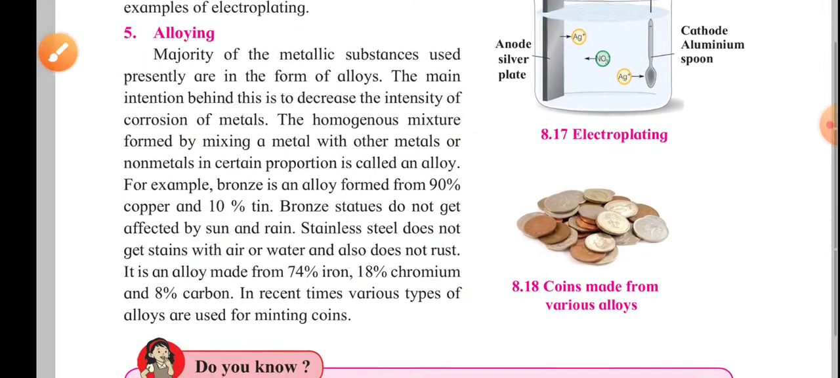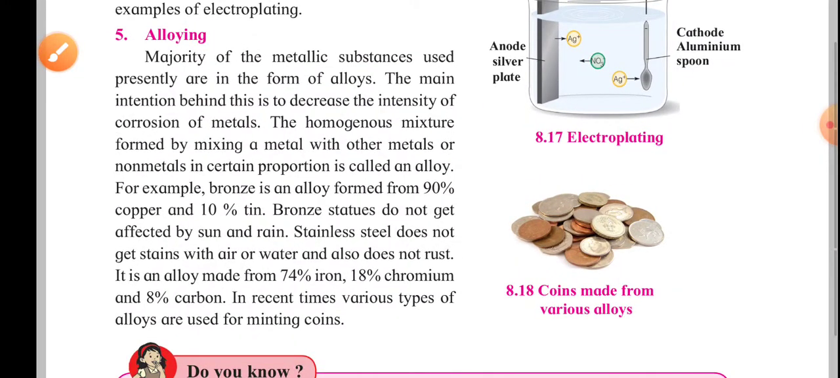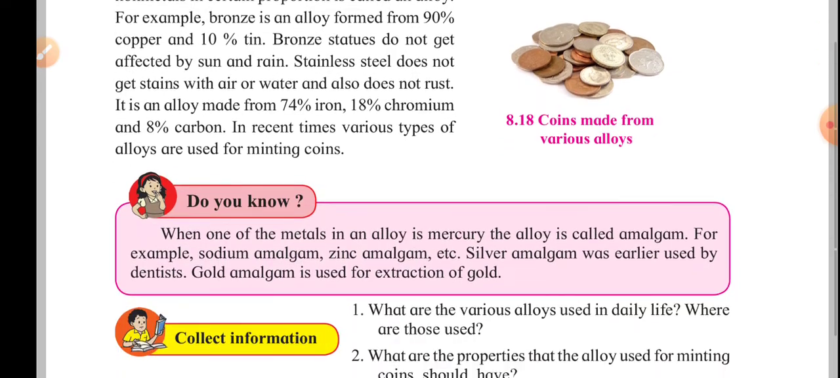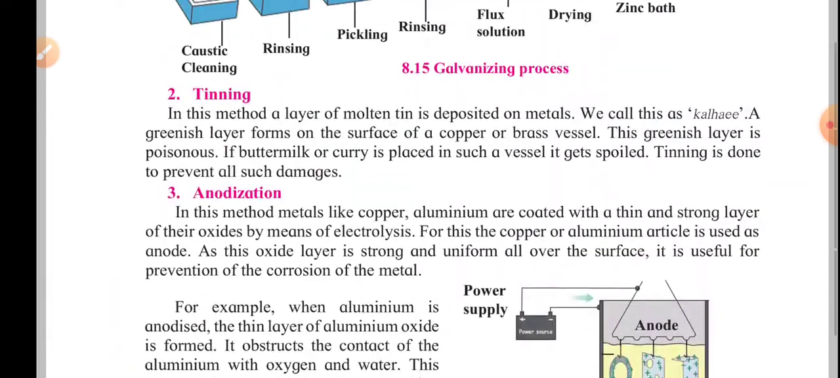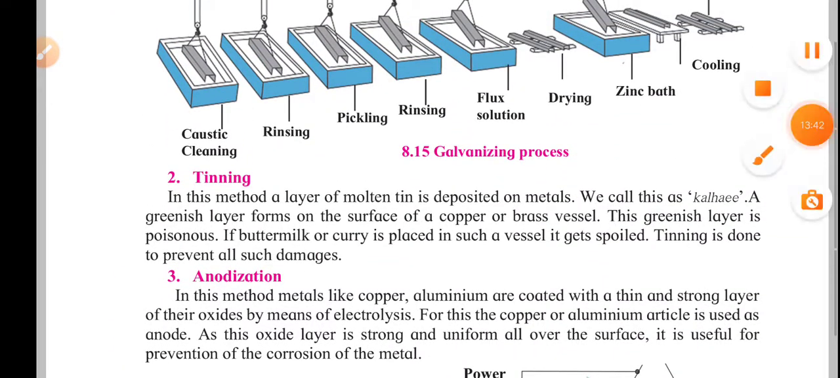So these are the methods for preventing metals from corrosion. This is all about the chapter metallurgy. In our upcoming videos, we are going to see some more parts of the science.